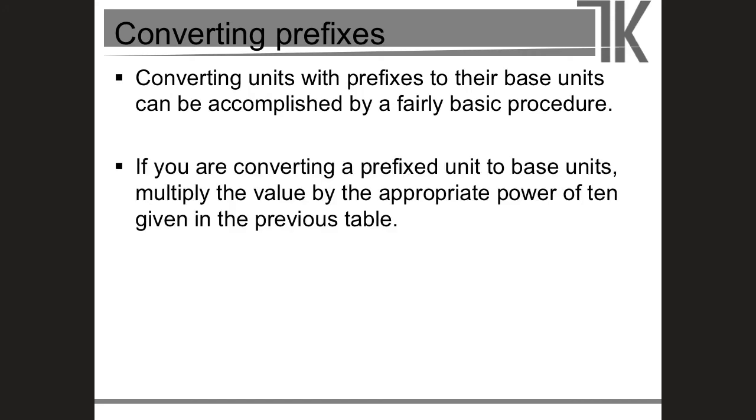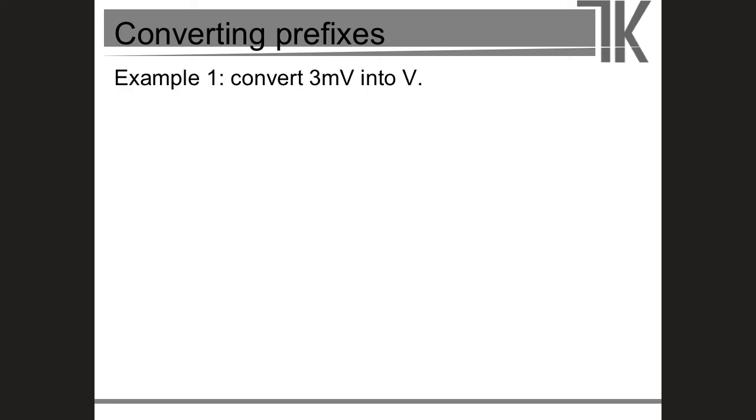So when we try to do conversions to the base unit, it's a pretty basic procedure. All you need to do to convert a prefixed unit to base units is multiply the value by the appropriate power of 10 given in that table. Now that table is also included as a handout on the Firefly page. You can print it off, but just be mindful that you don't need all of those prefixes. There's the +2, the +1, the -1, and then there's a few extra on the extremities that you don't need. So if you want to give it a try, pause the video and have a go.